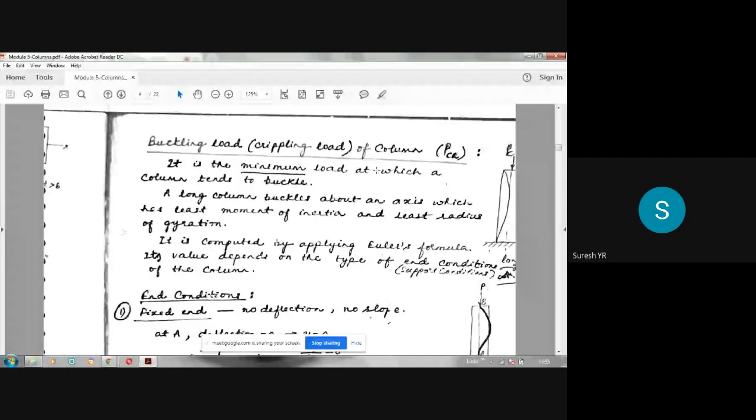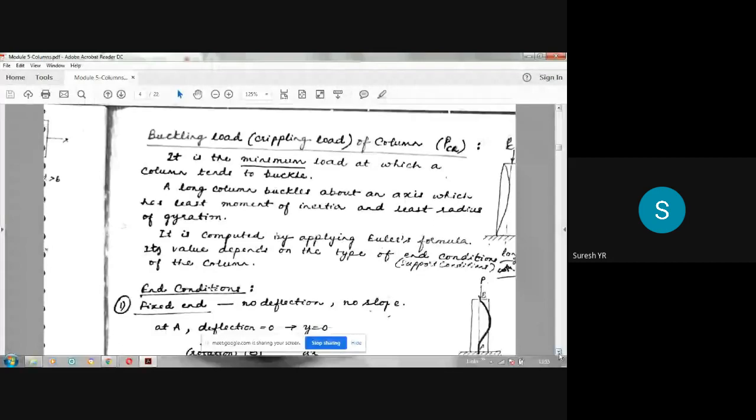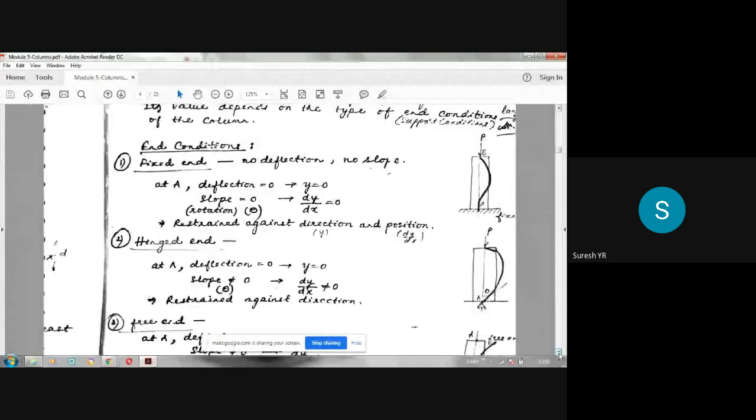Now let us see what the end conditions are. As I already told, we should understand the characteristics of those boundary conditions. End means boundary condition. Suppose it is a fixed end. I have explained this in beams also, in the deflection chapter. In the case of beams, if it is a fixed end, both slope and deflection are zero. In the case of a cantilever beam, at the fixed end, slope theta is zero, and deflection is also zero.